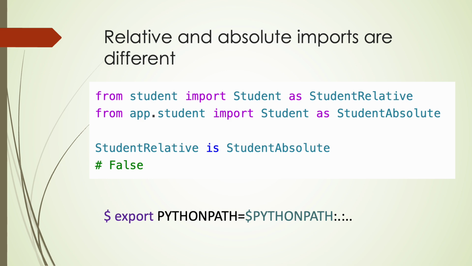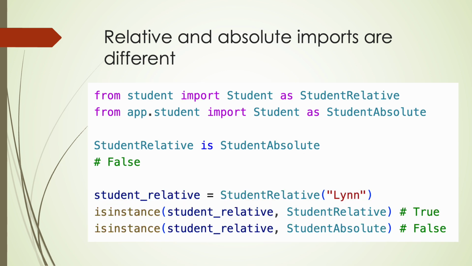Now let's compare the student classes imported relatively and absolutely. Surprisingly, it shows they are different. If we try to create an instance using one of the classes, it shows the object is not the instance of the other class imported in a different way.